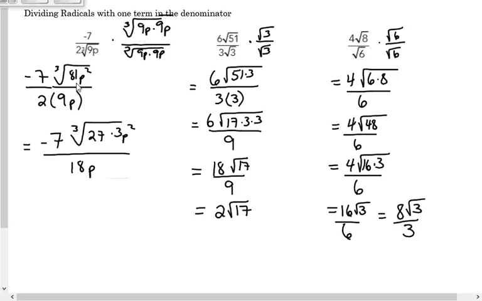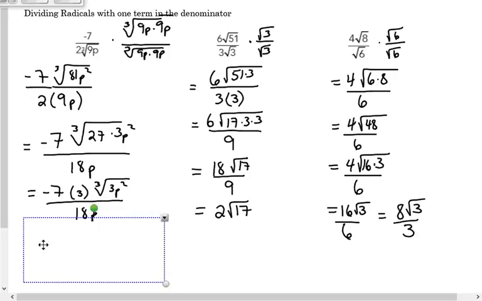In the numerator, we're going to break this 81p squared up to try and find a perfect cube. 81 is 27 multiplied by 3. 27 is the perfect cube, which we can remove. So we do that in the next step. We have negative 7 multiplied by 3 cubed root 3p squared. So this 3 came from the 27. The cubed root of 27 is 3.